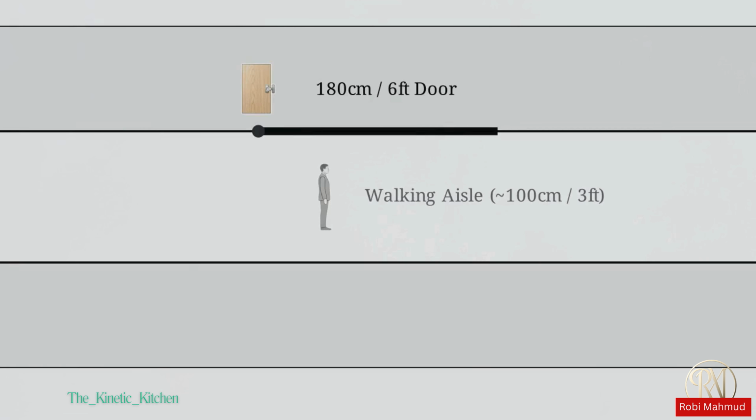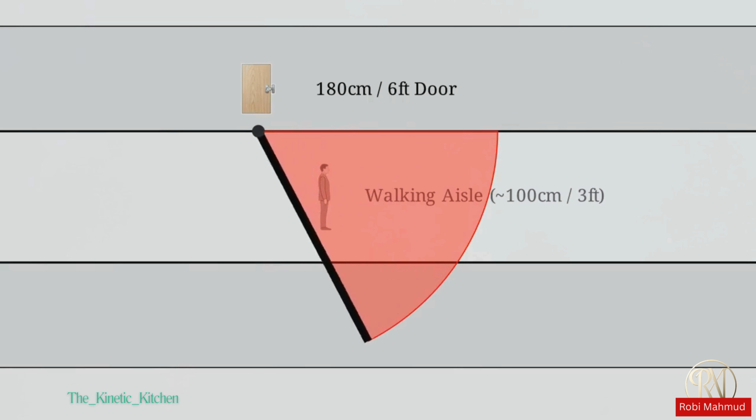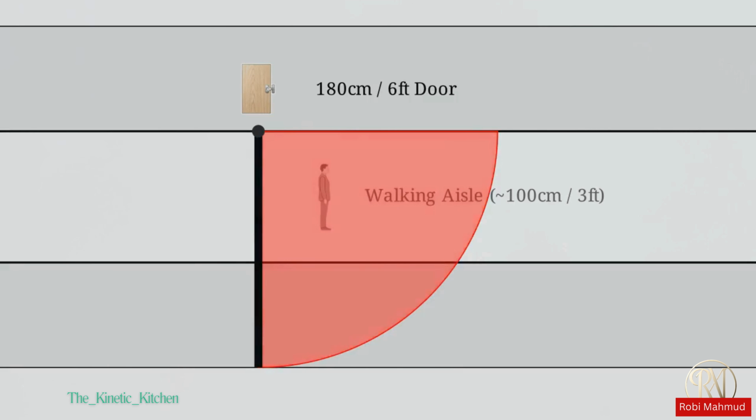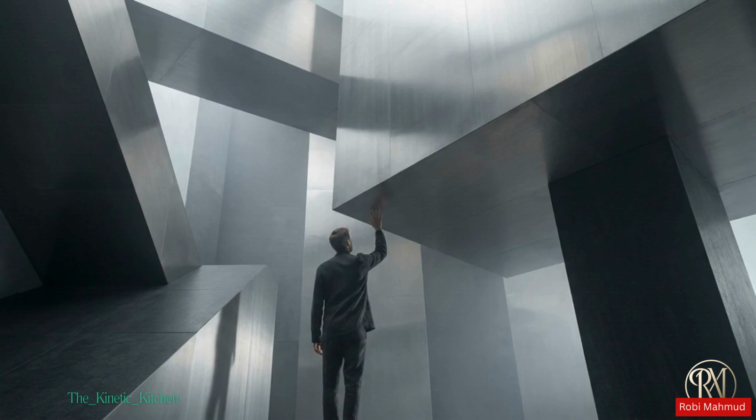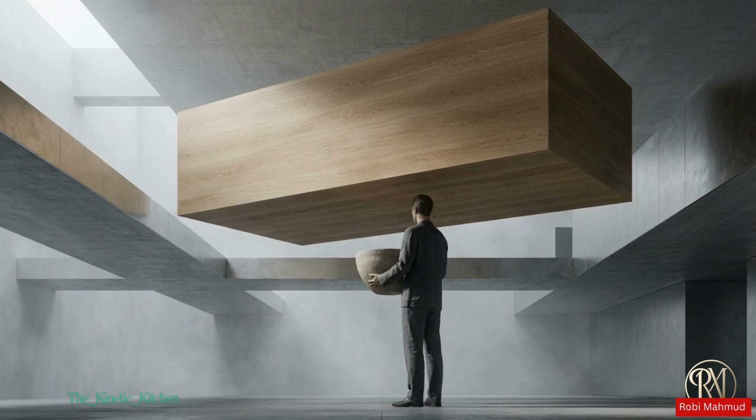In this top-down blueprint, watch what happens when a 6-foot door opens on a standard hinge. It carves out a massive danger zone that blocks the entire room. A simple, primitive piece of hardware, the swinging hinge, ruins the spatial potential of the modern kitchen. But if we fundamentally change that trajectory, if the cabinet face moves up and away for the user rather than swinging outward, the entire room opens up.